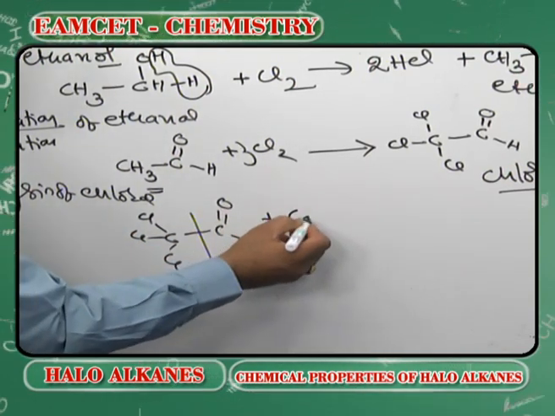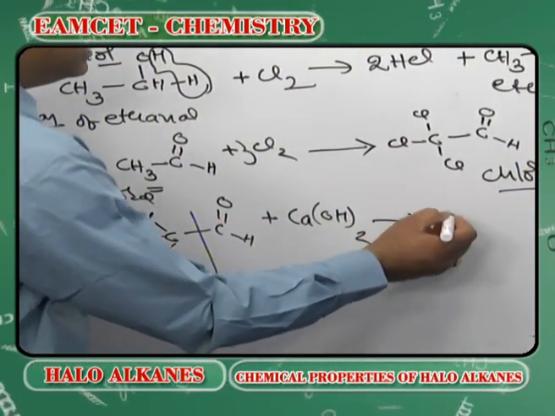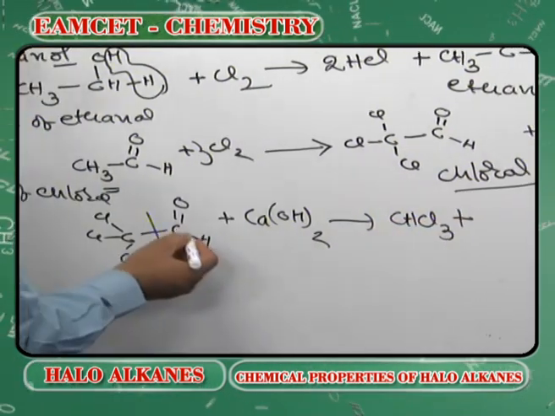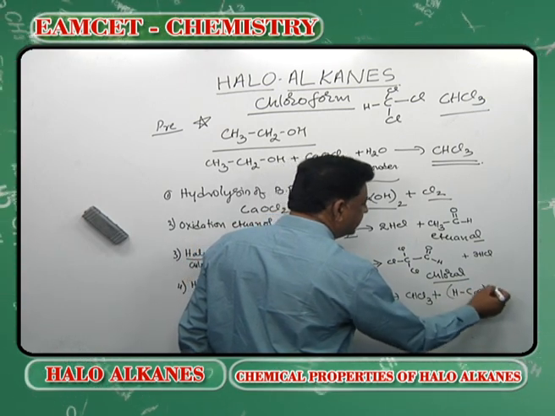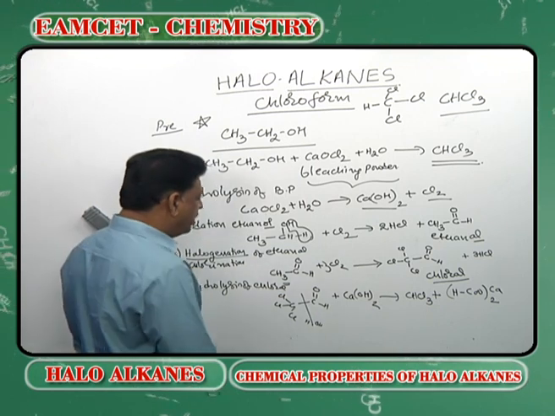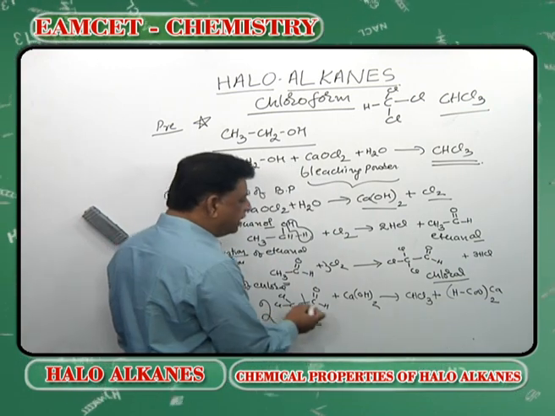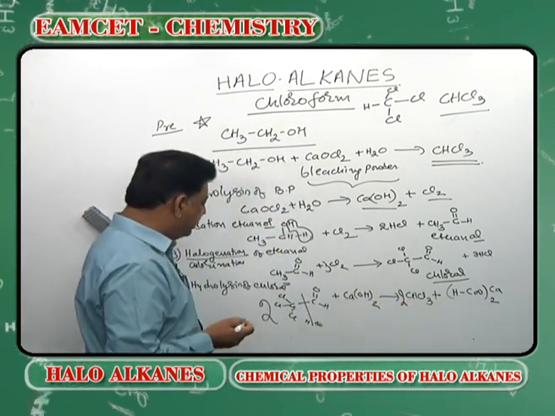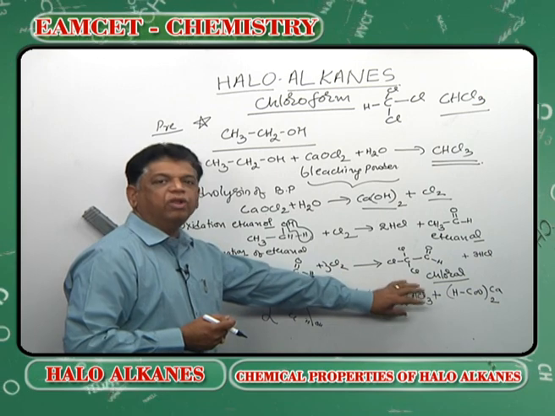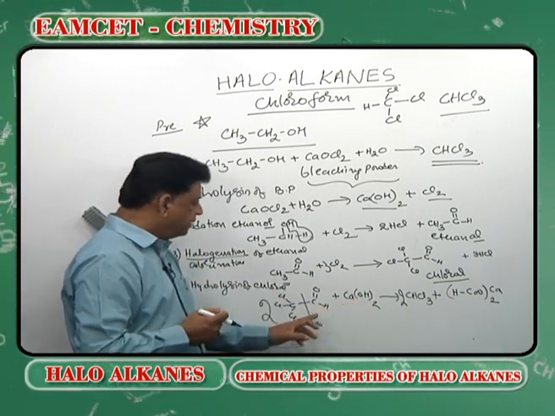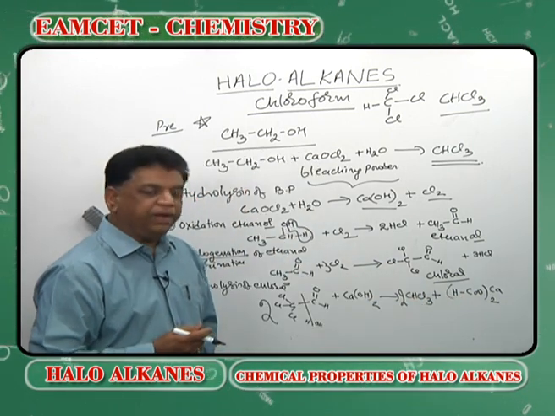Instead of that, you can take the base and show that the H is adjusted here, so that CHCl3 is formed, and this side one carbon becomes a salt of calcium, that is calcium formate is formed. If you want to balance it, you take two, and the two formic acids go with the calcium, and two chloroforms are formed. So in this reaction, chloral, one of the pieces becomes chloroform. The other piece becomes an acid, treating with a base. Therefore, calcium formate will be the byproduct.